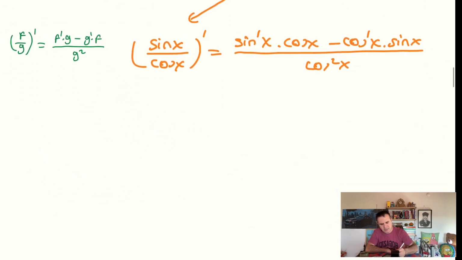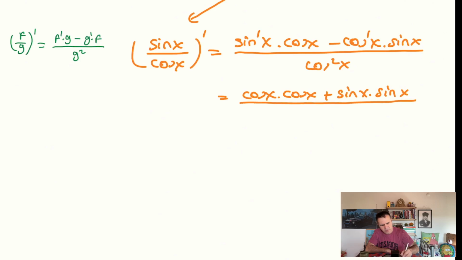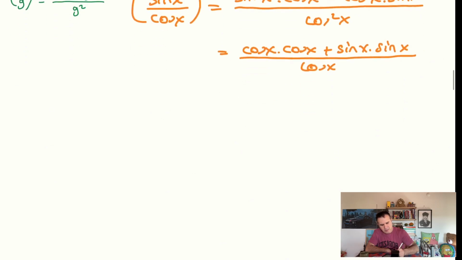Derivative of sine x is equal to cosine x. Cosine x times cosine x minus the derivative of cosine x, which is equal to minus sine x. Then here we have a negative sign and minus sine x, so this becomes plus sine x times sine x over cosine square of x. And this is equal to cosine square of x plus sine square of x over cosine square of x.